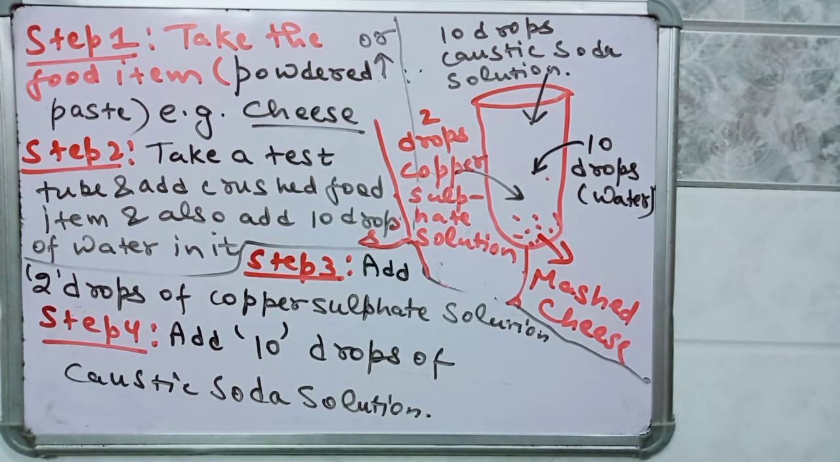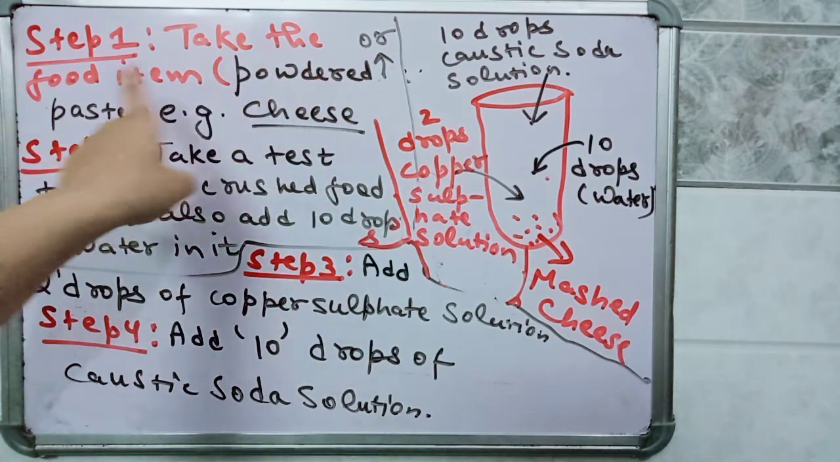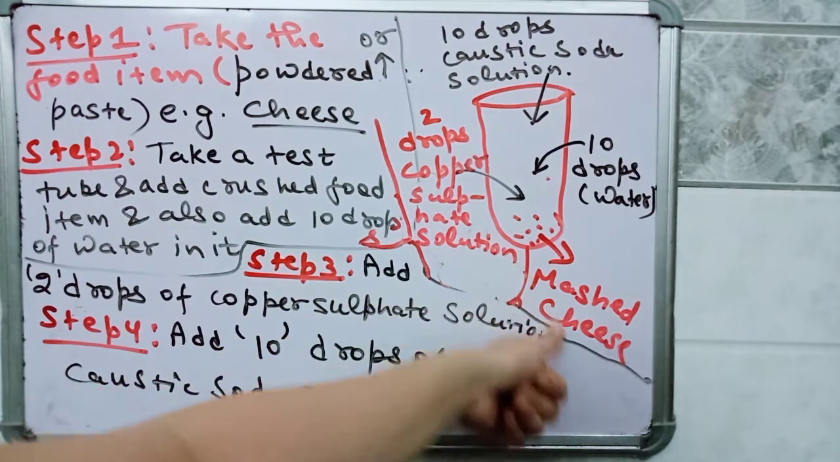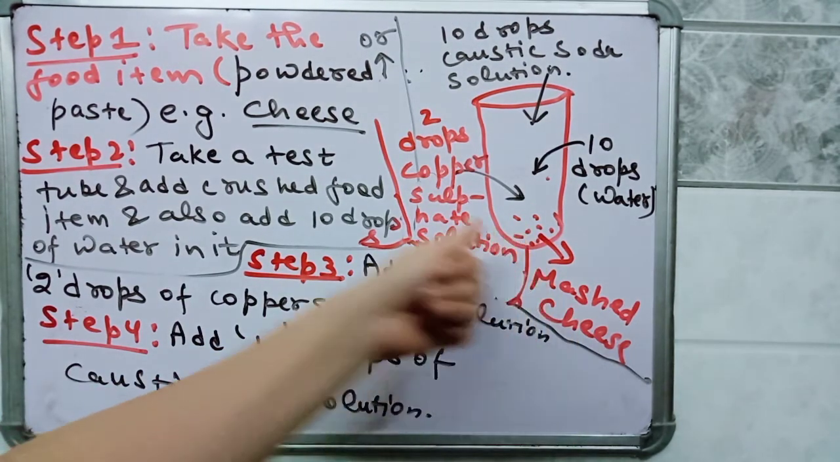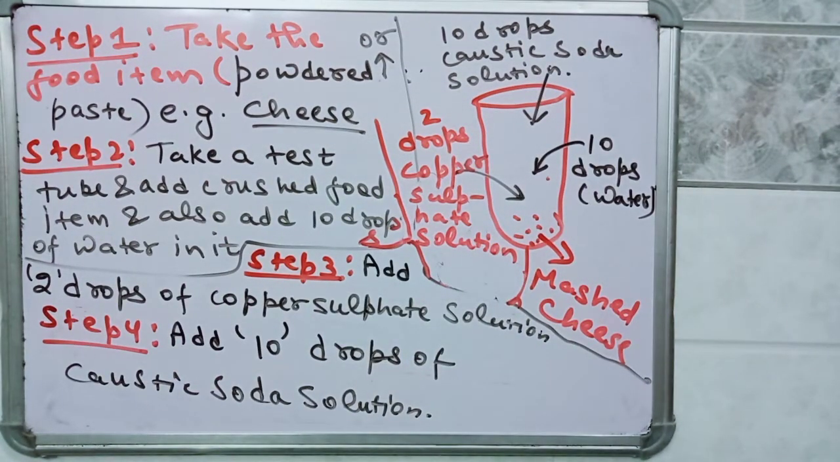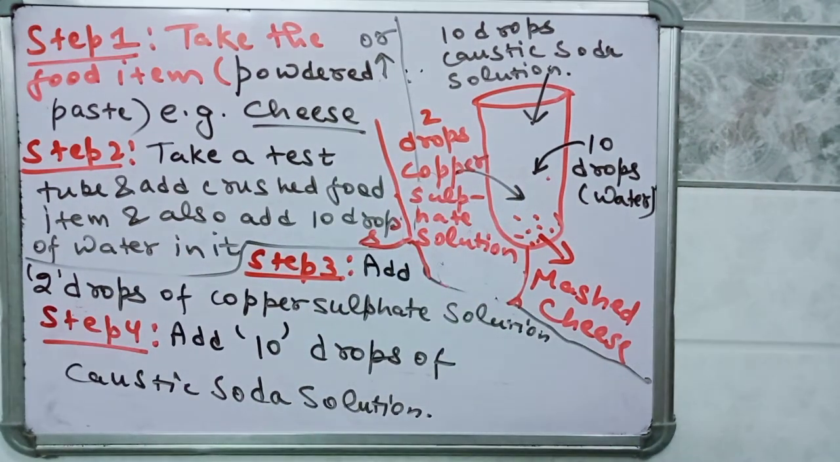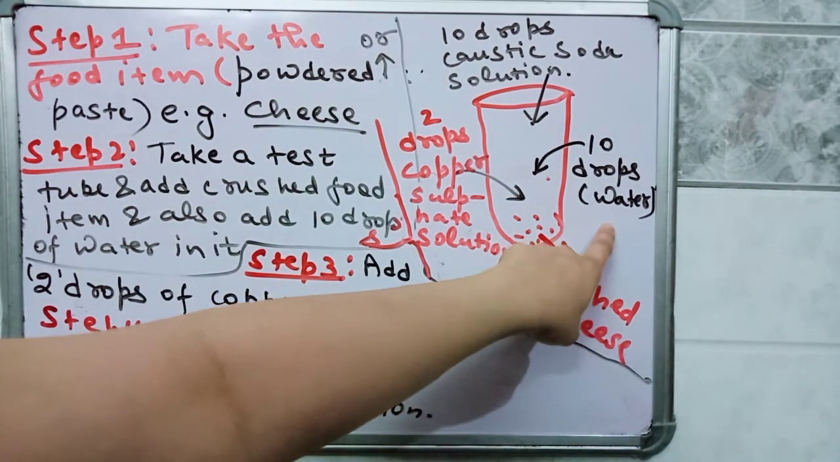First step is take the food item, make a paste of it, or mash it properly, or that particular food item should be in powdered form. Next step is take a test tube, add the crushed food item into it. For example, we have taken cheese here, so put the cheese in the clean test tube. Then add 10 drops of water in it.